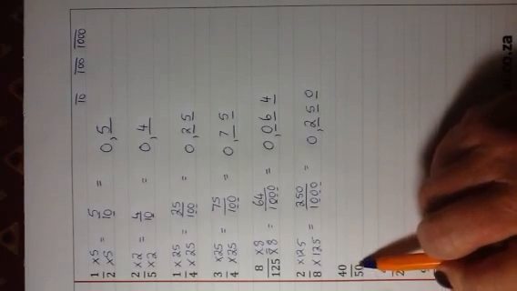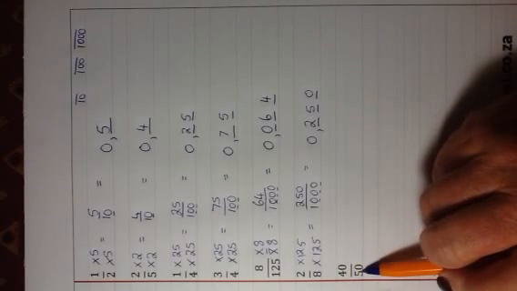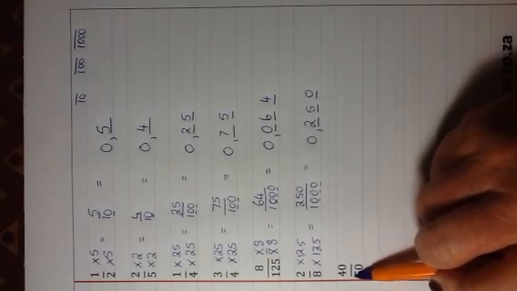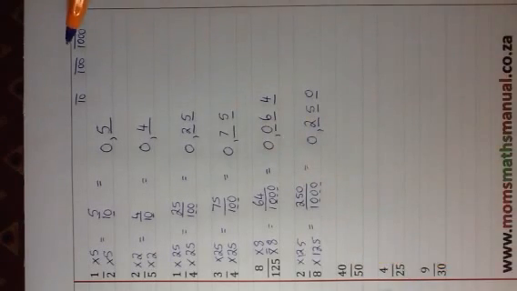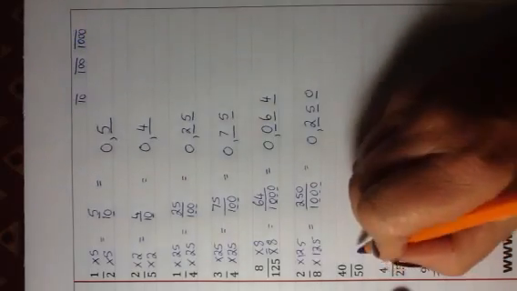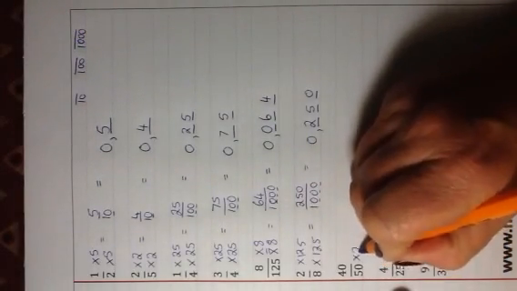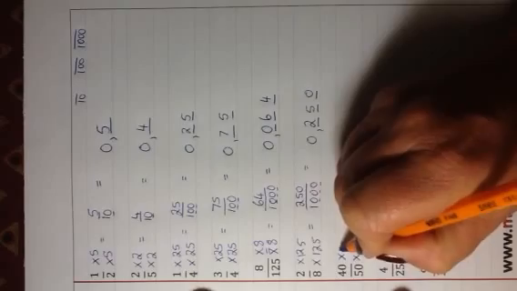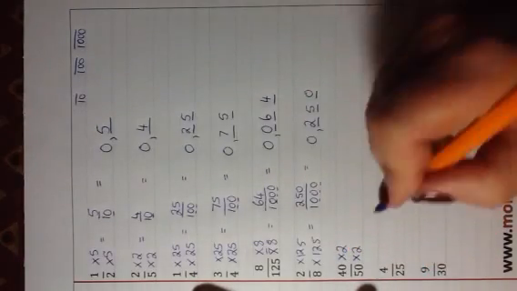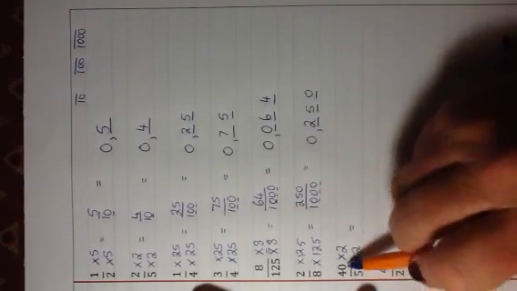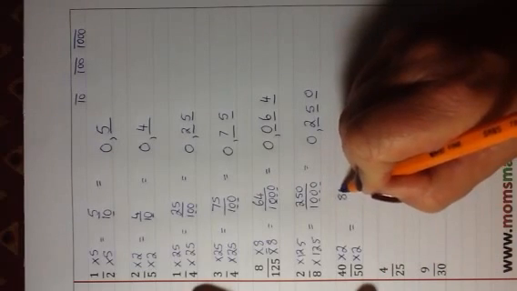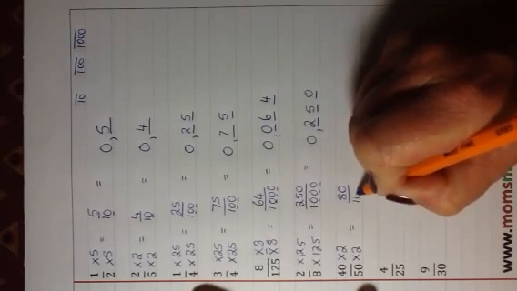50 now should start ringing a bell. Well, I can't halve it because that's not going to work. I can't multiply it by 3. But if you know your tables, 50 can be doubled to make 100. Doubling is to times by 2. What I do to the bottom, I do to the top. I now multiply in a straight line. I get 80 over 100.